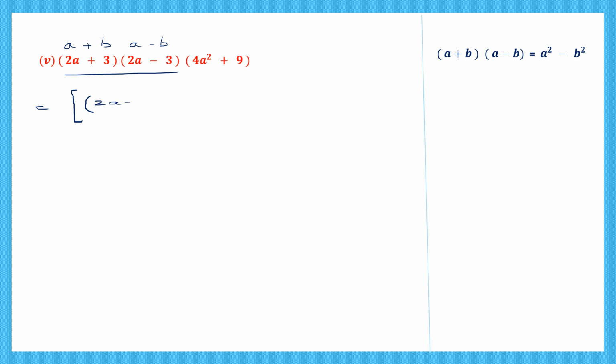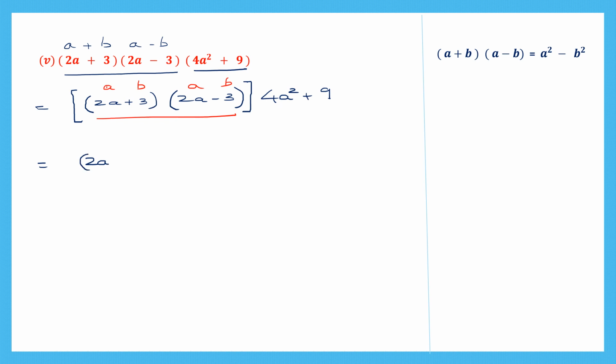So let's do (2a plus 3) into (2a minus 3). Then we bring down the third binomial, which is 4a square plus 9. So now when you work out this, what do you get? a square minus b square. So remember, this is a and this is b. So let's work that out. a square means (2a) the whole square, minus b square means 3 square. Now bring down the next binomial, which is 4a square plus 9. So this is multiplication in between.